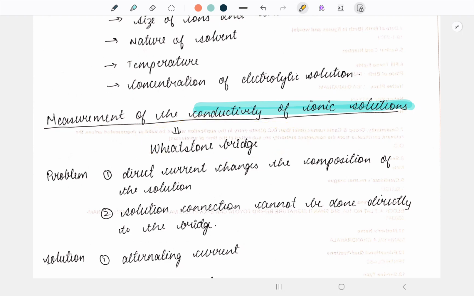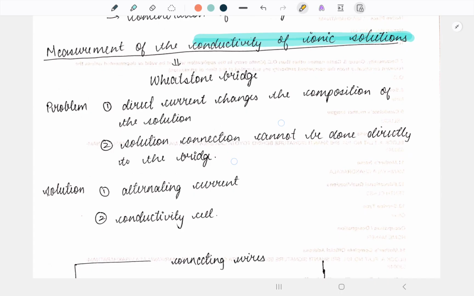So in this method, we generally encounter two problems. The first problem is the passing of the direct current changes the composition of the solution. The second problem is a solution connection, that is the solution cannot be connected directly to the bridge. So what is the solution for the two problems? For the first problem, we can substitute the direct current with alternating current. And the second problem can be solved by using a specially made vessel called the conductivity cell, which is made up of two platinum electrodes coated with the platinum black.